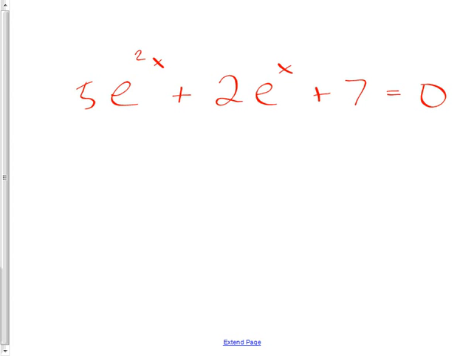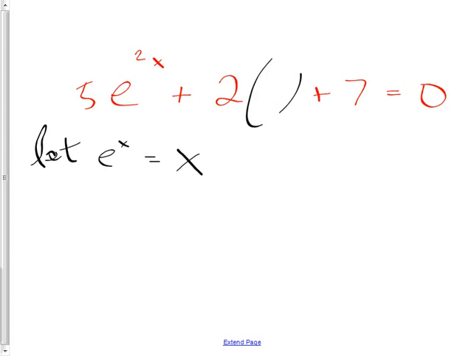So what should I do? I should let something be x. Let what? Close. Let something equal x. Let what? There you go, e to the x equal x. So wherever I see an e to the x, I'm going to put an x, like I see one right there. So I'm going to erase it and put an x. I see another e to the x right here.